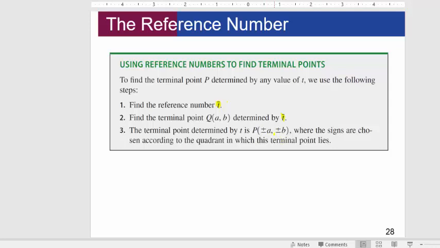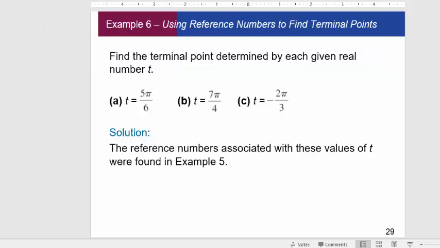And that's just from your basic knowledge of the coordinate plane, right? In the first quadrant, both coordinates are positive. In the second quadrant, x is negative, y is positive. In the third quadrant, they're both negative. And in the fourth quadrant, x is positive, y is negative. So you're just using that idea at the end once you determine what the terminal point of the reference angle was. Okay? So let's try a couple of these.